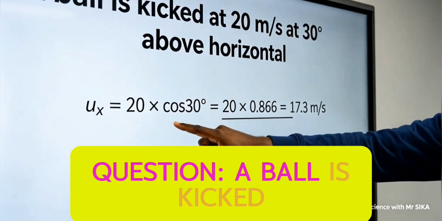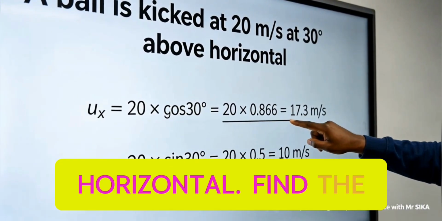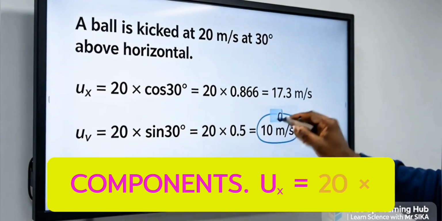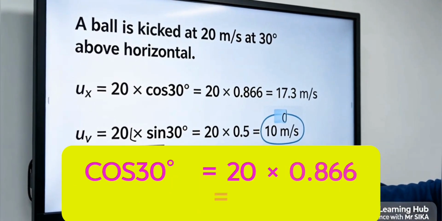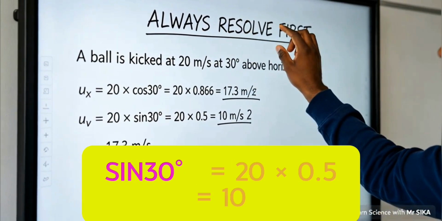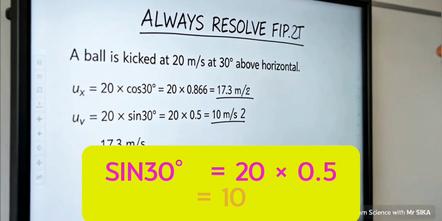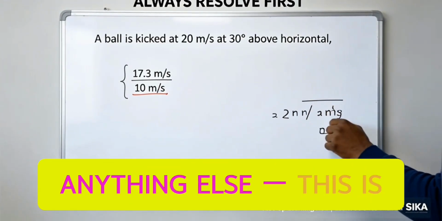Question. A ball is kicked at 20 meters per second at 30 degrees above horizontal. Find the components. ux = 20 cos 30 degrees, which is 17.3 meters per second. uy = 20 sin 30 degrees, which is 10 meters per second. Always resolve components first before doing anything else. Again, this is the golden rule.